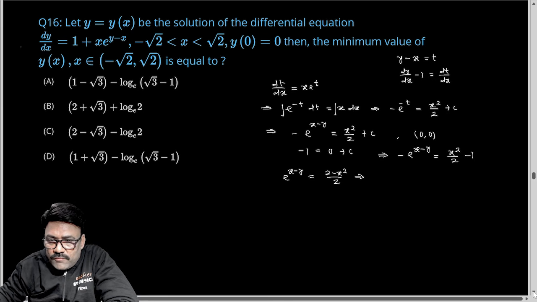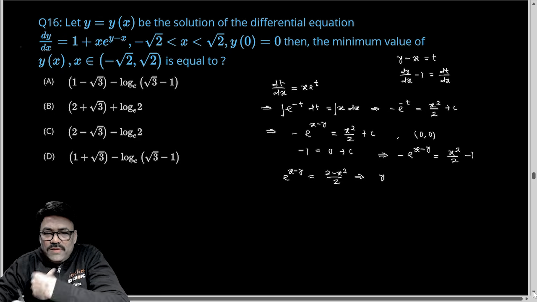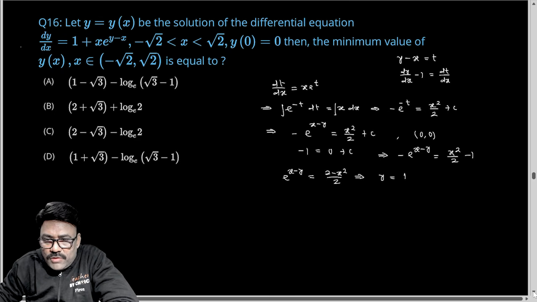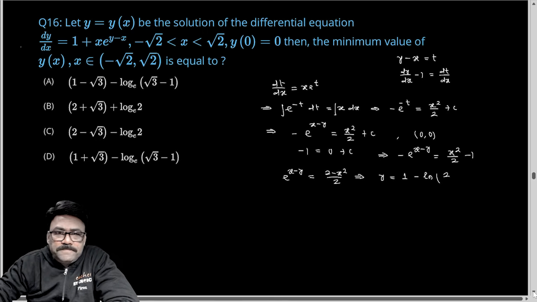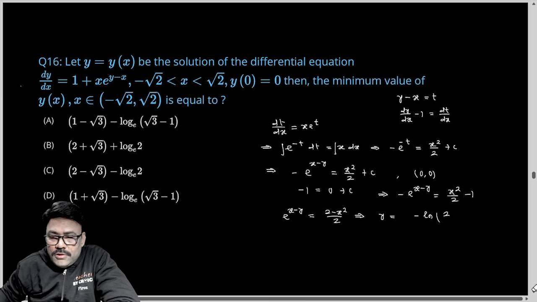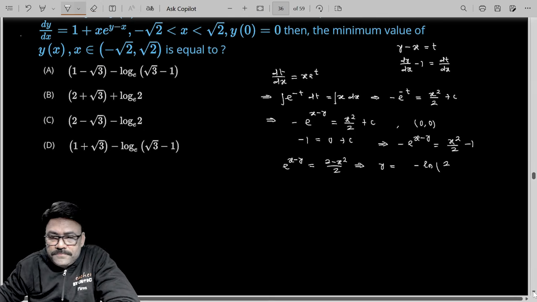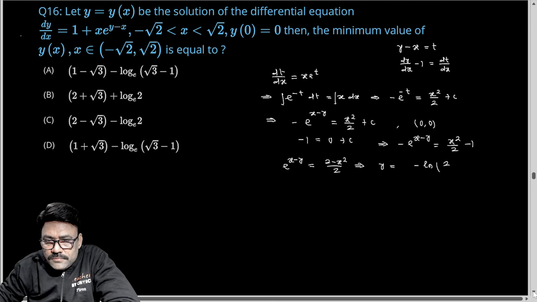So from here you will get y is equal to x minus log of (2 minus x square)/2. And they have given x between minus root 2 and root 2 only.